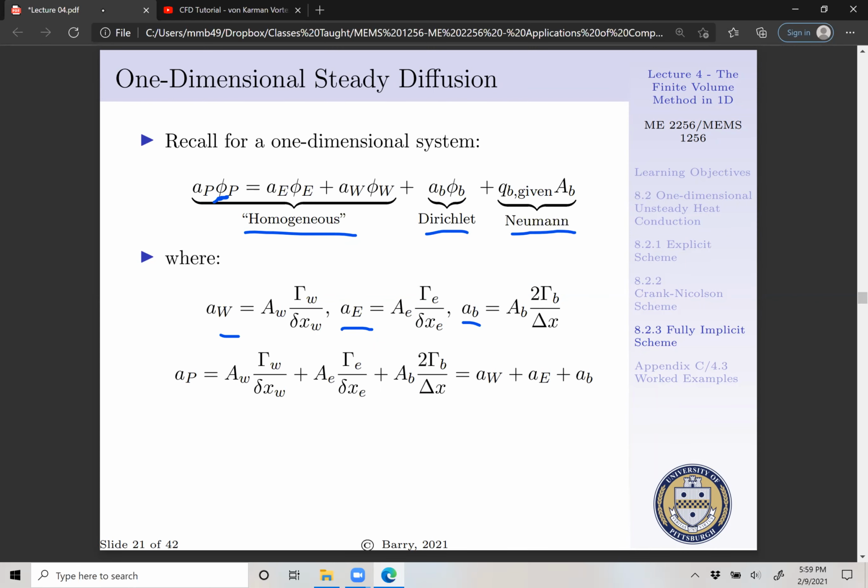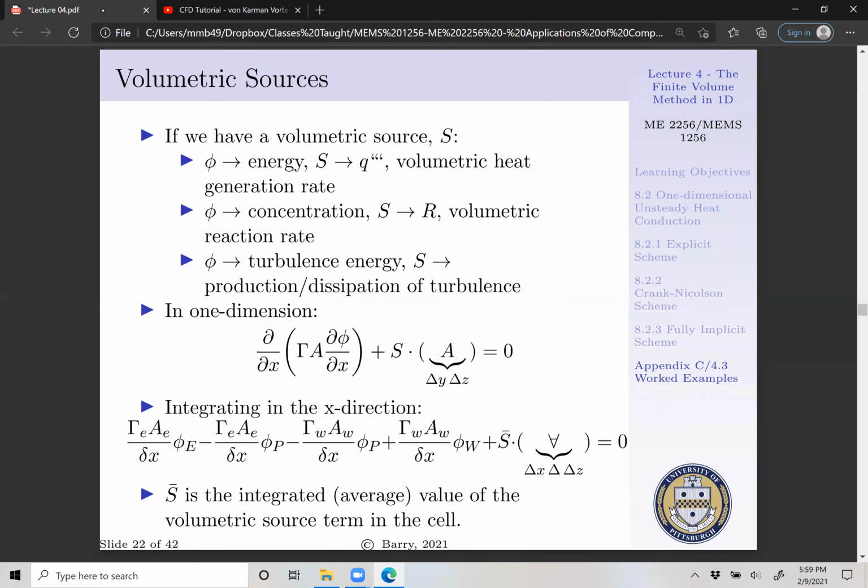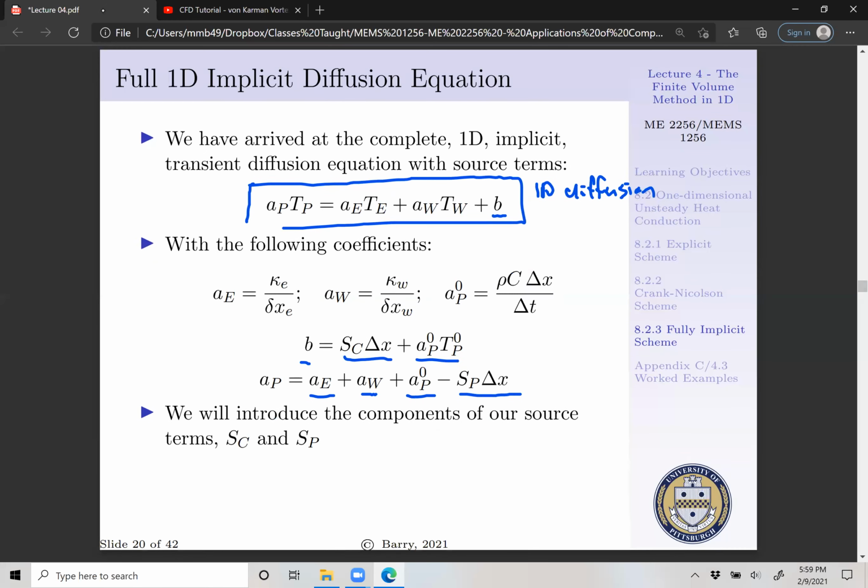AP would just be equal to A west plus A east plus AB, as we have defined here. You can easily tack on AP naught, TP naught. Now, what we're going to do is drop the transient terms. For the sake of showing source terms, they're really, really easy to tack on.